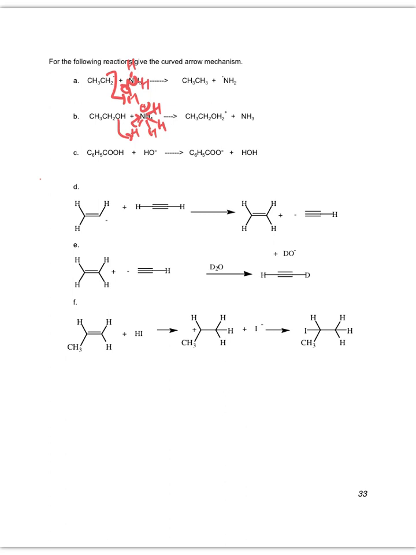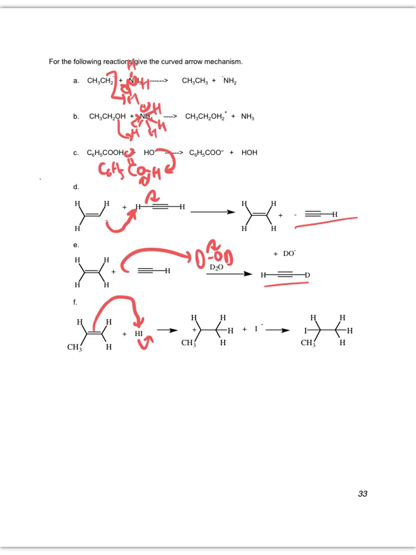We know this C6H5COOH is a carboxylic acid. So we draw out a carboxylic acid, take the H off, and we have that. Negative charge grabs a hydrogen, takes the electrons off, giving us the acetylide ion. Now the acetylide ion takes the deuterium off of DOD to give us the deuterated acetylene. And then the last one, the pi bond, is going to go grab a hydrogen off of HI to give us the protonated carbon. And then the I minus adds in to form our product.